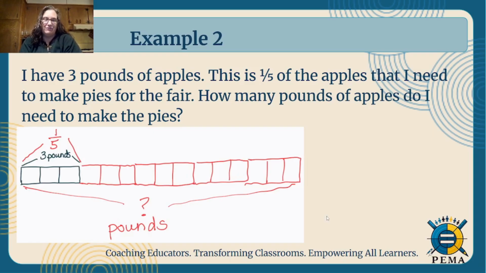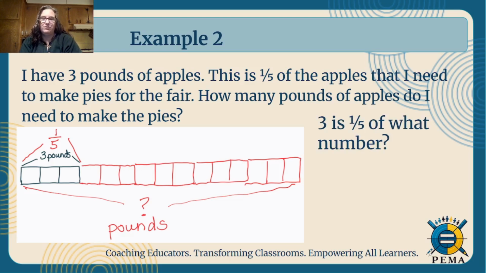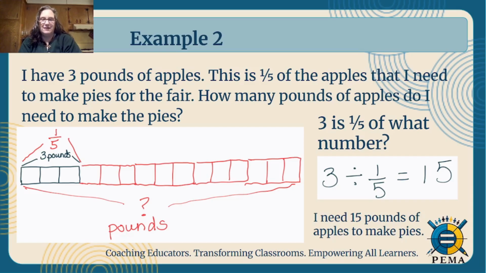So when I have 3 pounds, which is 1/5 of my whole, I am thinking 3 is 1/5 of what number? Or 3 divided by 1/5 is equal to 15. I need 15 pounds of apples to make all the pies.